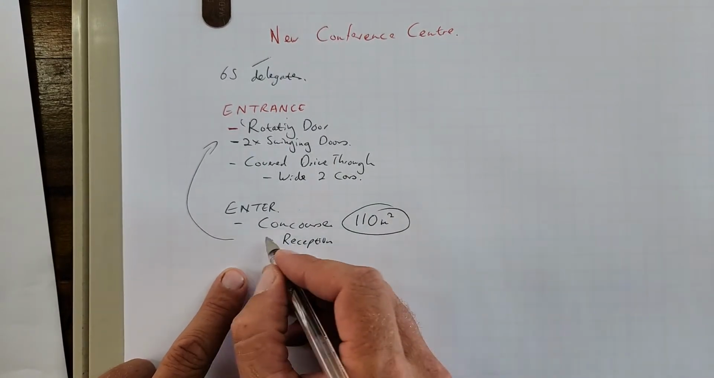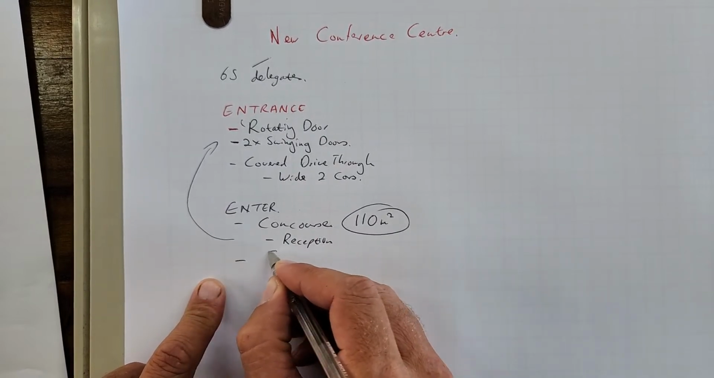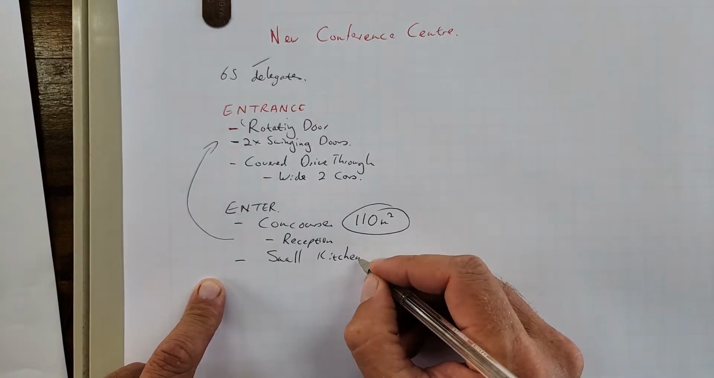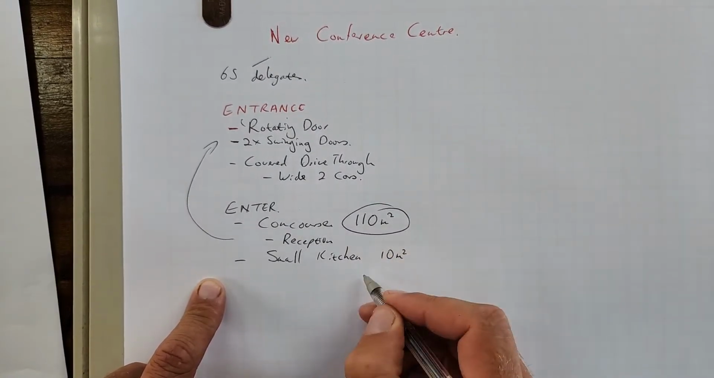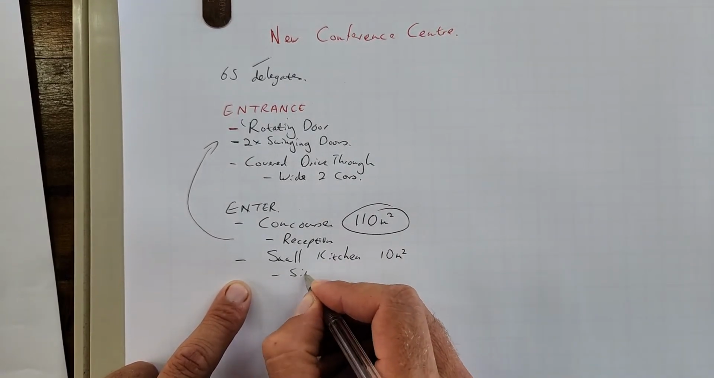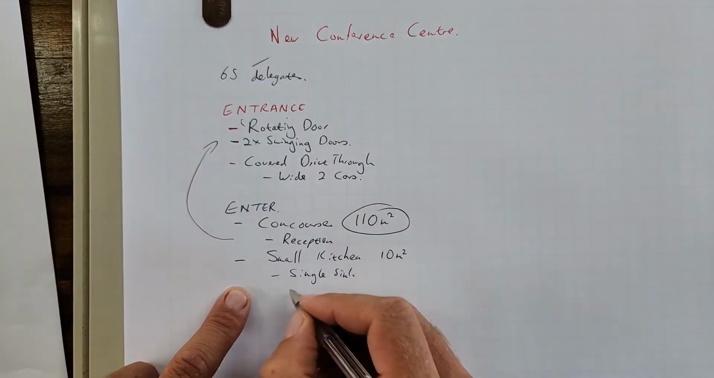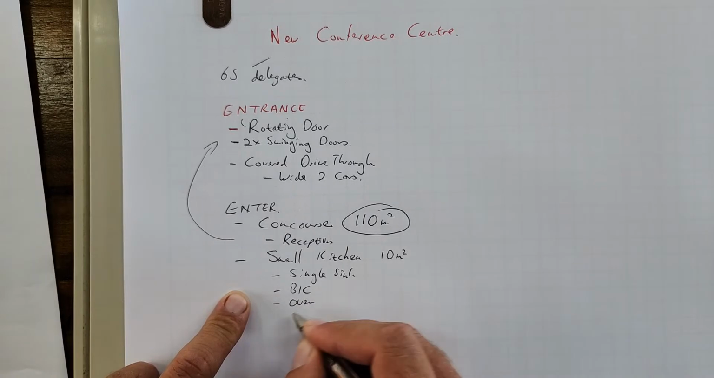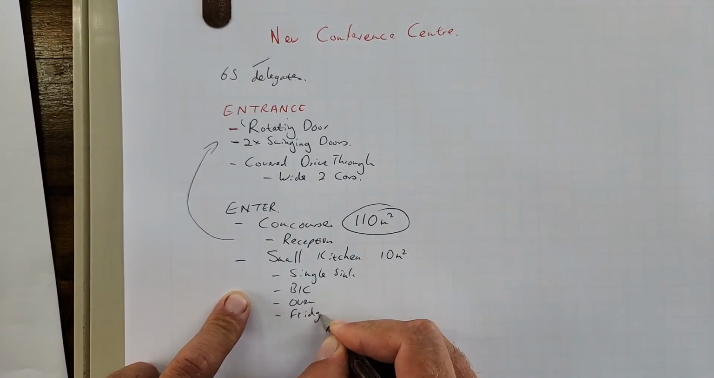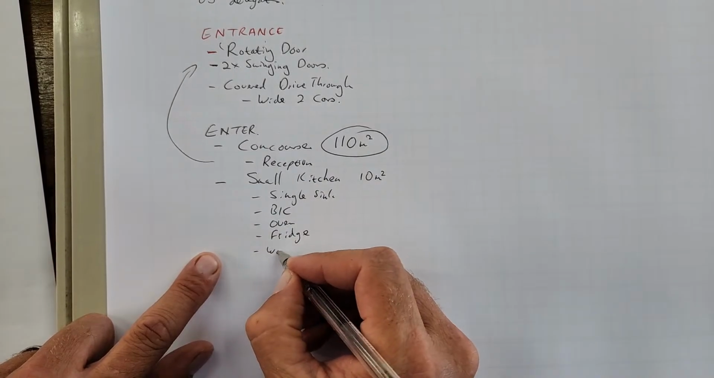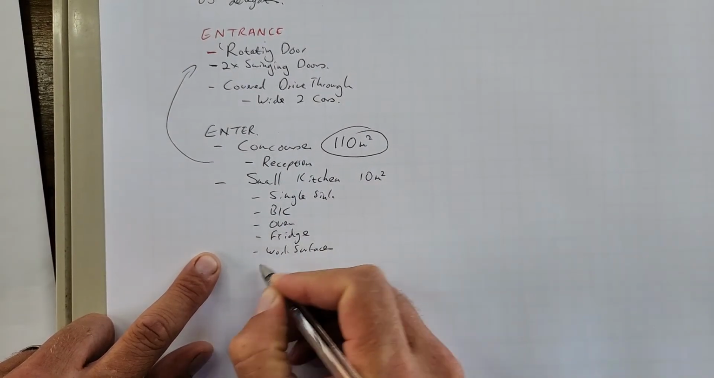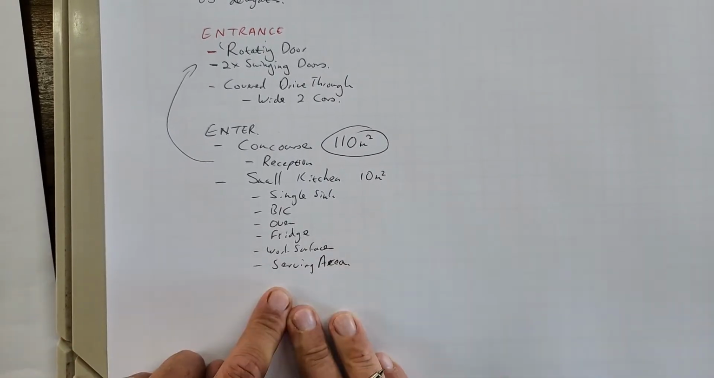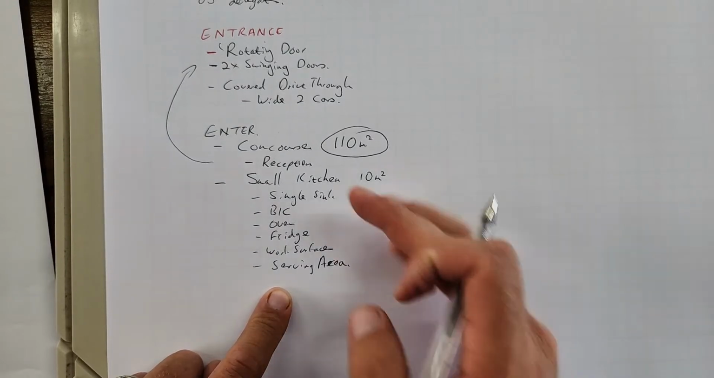Then off this concourse, there is a small kitchen. People, you can't go ahead without doing this exercise. This kitchen is 10 square meters. What is in this kitchen? A single sink. What else? Come people, help me out. Built-in cupboards. Space for an oven and a fridge. Work surfaces. A serving area as well. I'm doing it roughly, but these are the specifications for each one of these.